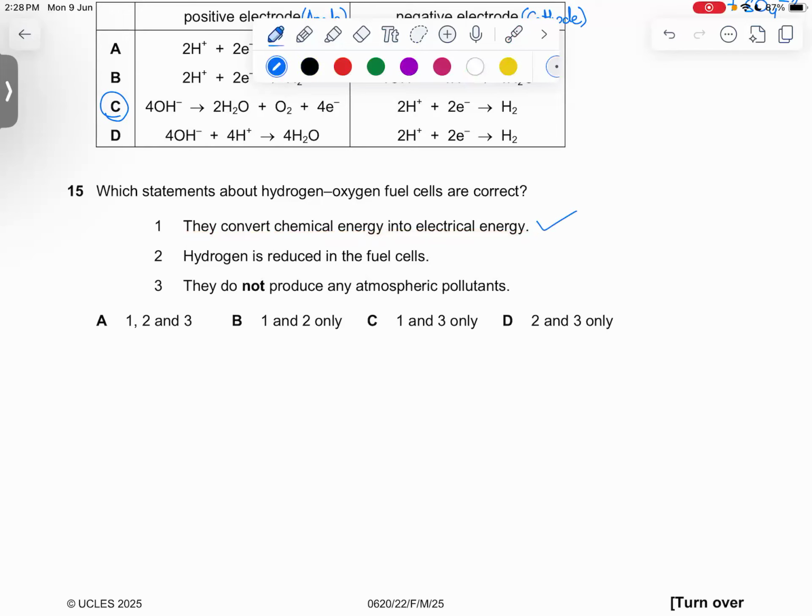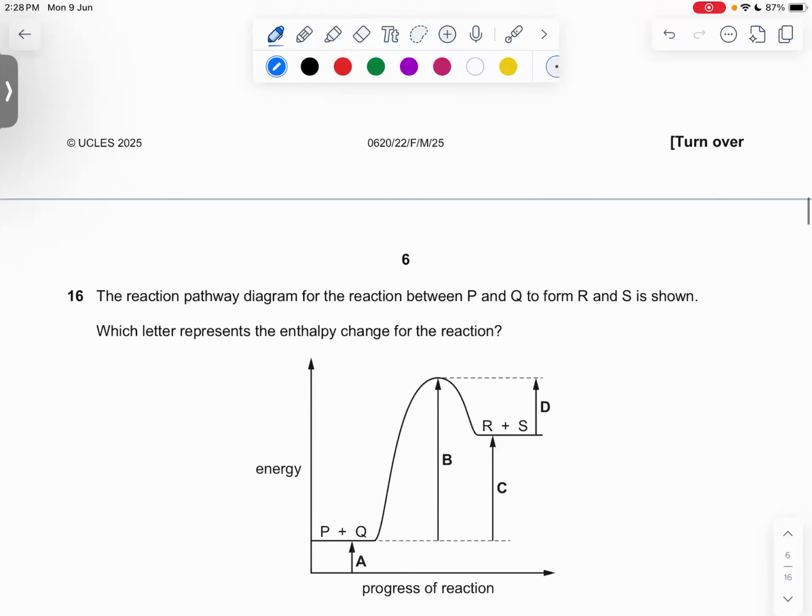Hydrogen is reduced in a fuel cell. That seems to not be the right answer. In a fuel cell, hydrogen gains oxygen, therefore it seems to be oxidized. All right, so this statement is considered wrong. Next, they do not produce any atmospheric pollutants. Yes, this is very much correct. So the answer should be C. All right, 1 and 3 is correct.